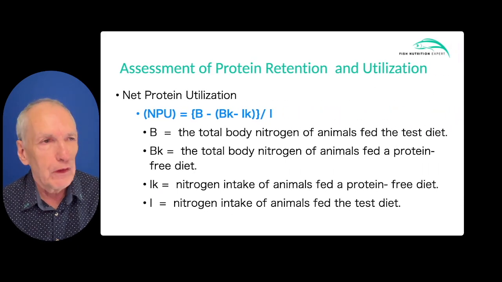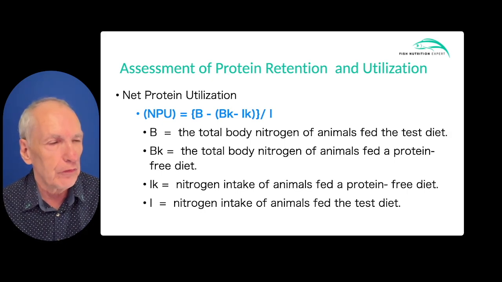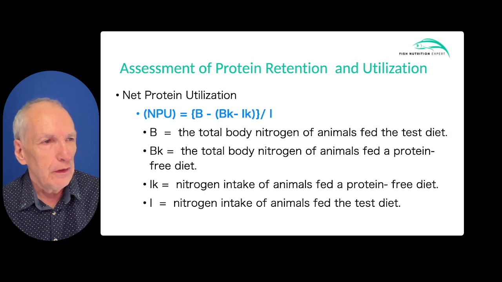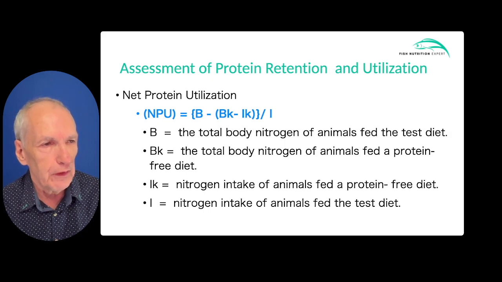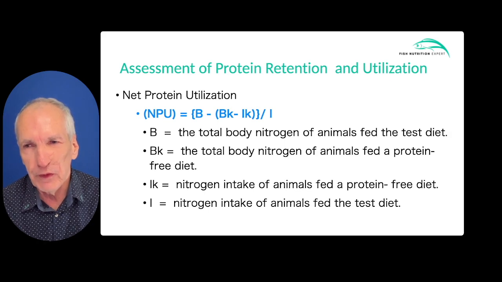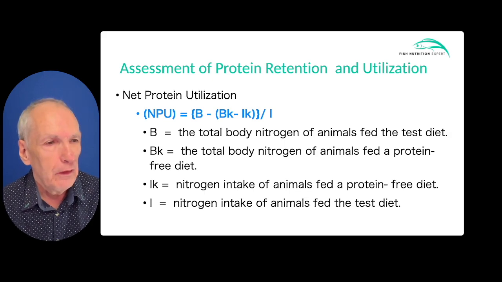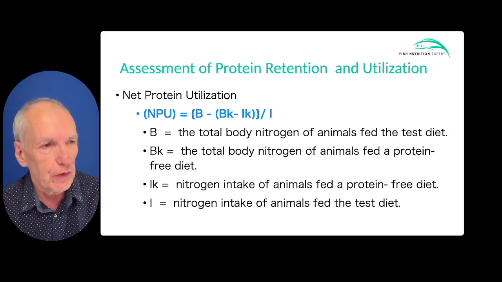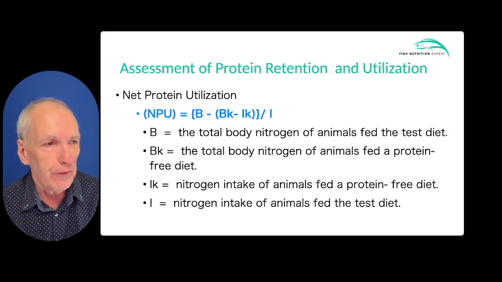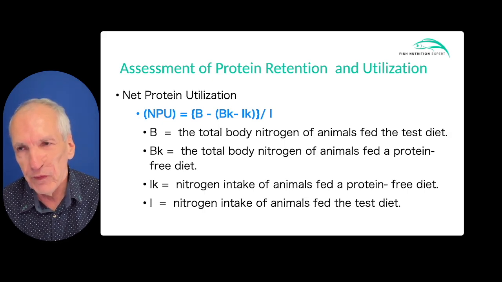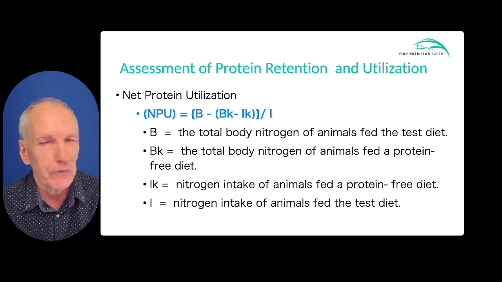And another method called net protein utilization. So there's the equation of how you calculate it. We have four factors: B, the total body nitrogen of animals fed the test diet; BK, the total body nitrogen of animals fed a protein-free diet. Now, with fish, feeding a protein-free diet is extremely difficult. The feed is very, very poorly accepted, and in general, because it does not provide any protein, fish are very sensitive to that, and these kinds of experiments oftentimes will result in very high mortality. Nevertheless, then we have another factor, LK, which is nitrogen intake of animals fed the protein-free diet, and L, nitrogen intake of animals fed the test diet. And so we estimate the differences and we put them into this equation.